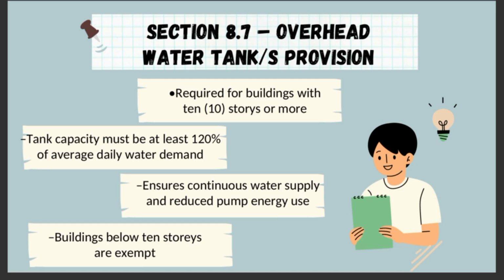So, 8.7 overhead water tank provisions. It describes that buildings with 10 stories or more provide overhead or elevated water tanks, and the tank capacity must be at least 120% of the building's average daily water demand. This ensures continuous water supply, reduces pump energy consumption, and provides overall system efficiency. Buildings with less than 10 stories are exempt from these requirements.